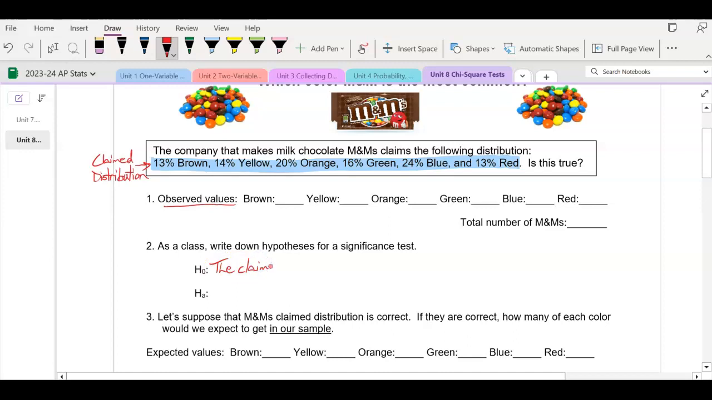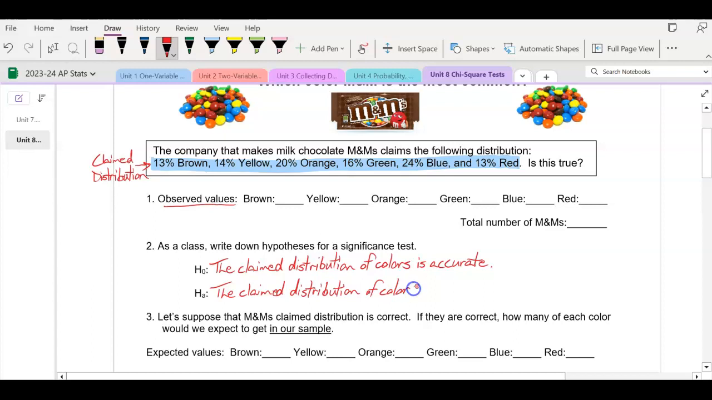The claimed distribution of colors is accurate. And then, of course, our alternate would just be that the claimed distribution of colors is not accurate.